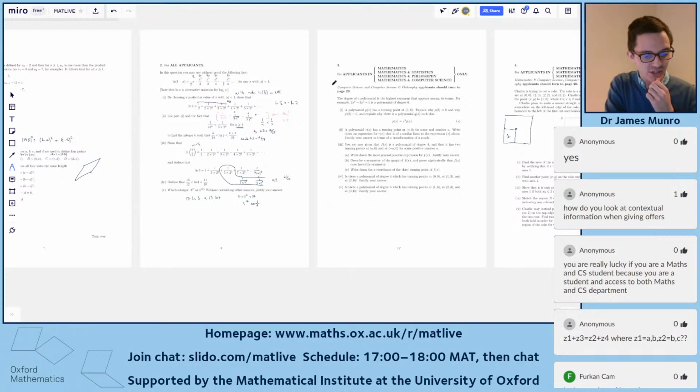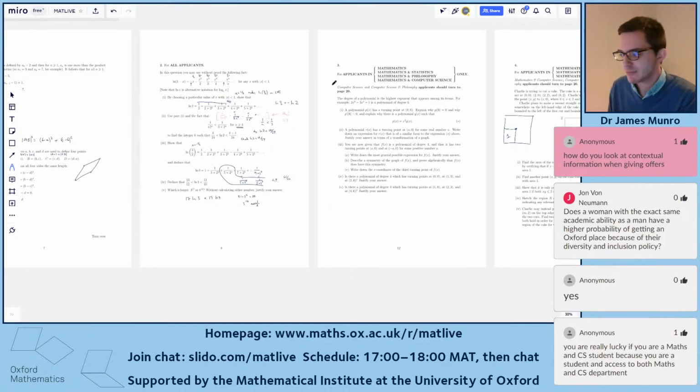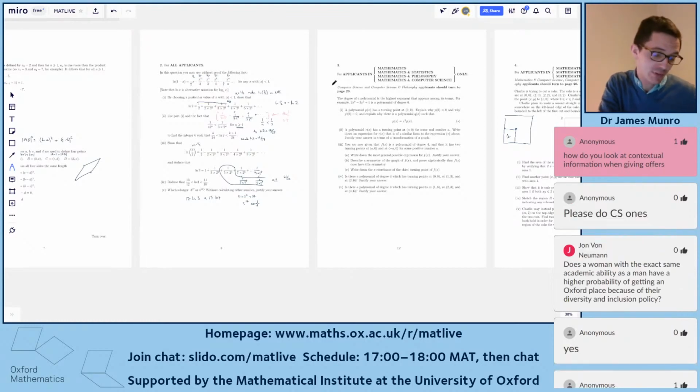How do you look at contextual information when giving offers? It's a question I just saw just now. So when we're giving offers, we can decide to make offers on a lot of different criteria. We've got a project called Opportunity Oxford, which is a sort of bridging program to give people a little bit of extra support if we think they need that based on contextual information.